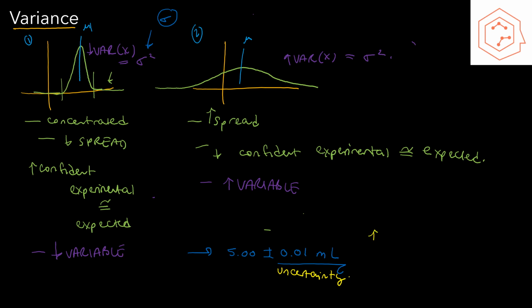So if your measuring apparatus, if the possible outcomes that it gives out have a high variability, then this uncertainty level would also be high. If it has a low variability, then this uncertainty would be low. And so in all experiments, we try to minimize this variance.